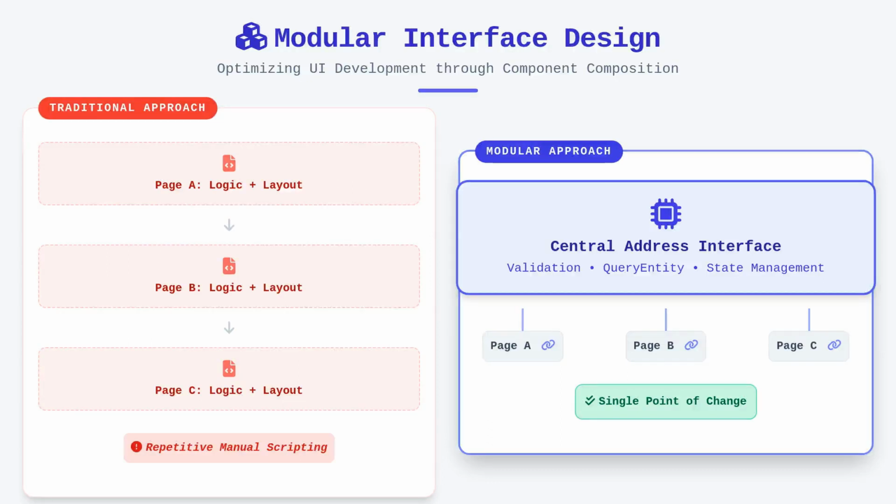This composition allows for cleaner parent interfaces that are easier for other developers to read and understand. By organizing your interface library into logical folders, you also improve discoverability for your team, turning UI development into a methodical assembly process rather than repetitive manual scripting.